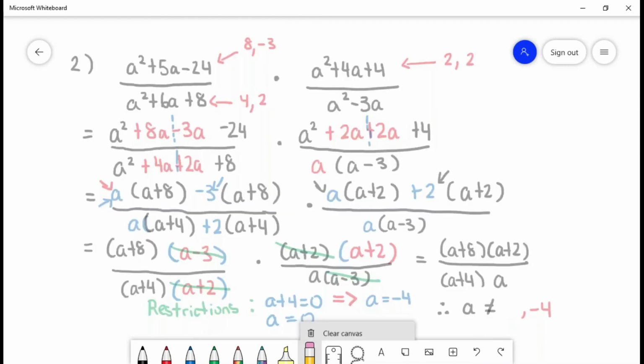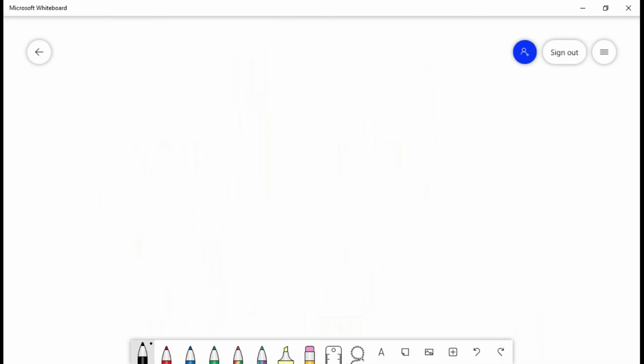So we're almost done here. But before we leave, I'm going to give you one more problem, which you can try on your own for practice. I'll just do the first step with you so you are more familiar with this. So the next question is 3 divided by a minus 4 plus a divided by 2a plus 7.